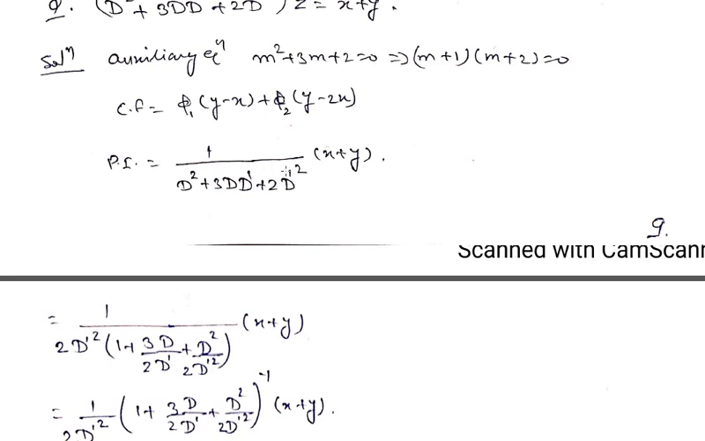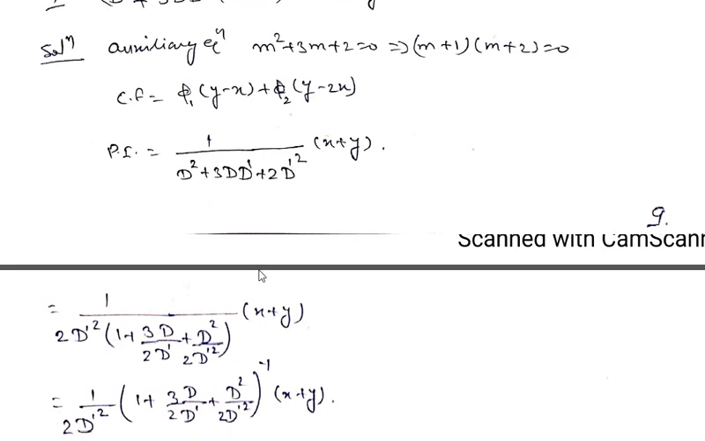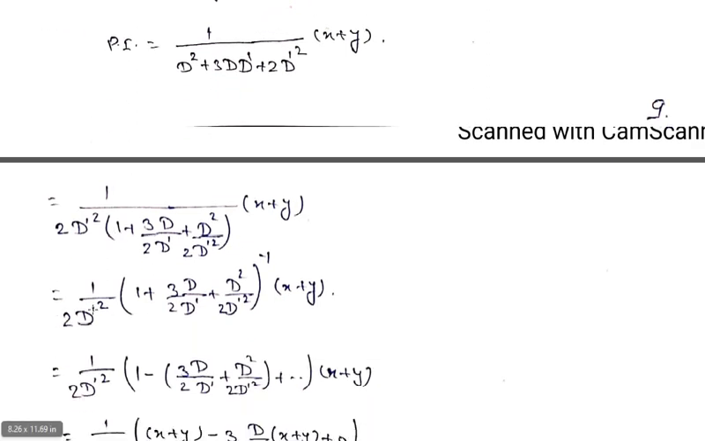Here it becomes 1, as we take 2d prime square outside, it becomes 1. It becomes 3 by 2 d upon d prime, as 1 d prime cancels out, and here it becomes d square upon 2d prime square over x plus y. Now shifting this part into numerator, it becomes 1 upon 2 d prime square into 1 plus 3 by 2 d upon d prime plus d square upon 2 d prime square, its power minus 1 over x plus y.